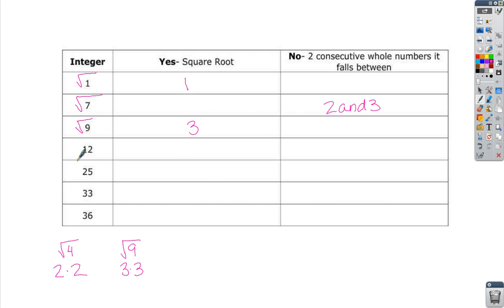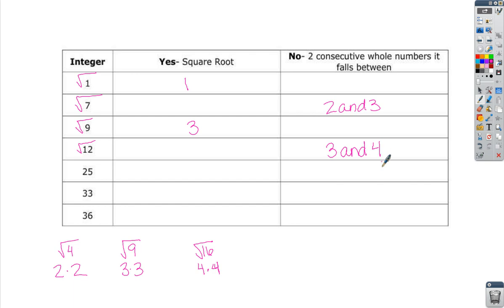Now let's do the square root of 12. Are we able to take the square root of 12? We know 3 times 3 is 9, so let's keep going. 4 times 4 will get us 16. So we knew 3 times 3 got us 9, and 4 times 4 got us to 16, but there's no square root of 12 in there, right? So we need to figure out the two consecutive whole numbers it would fall between. We have 3 and 4. So it's going to fall between 3 and 4.